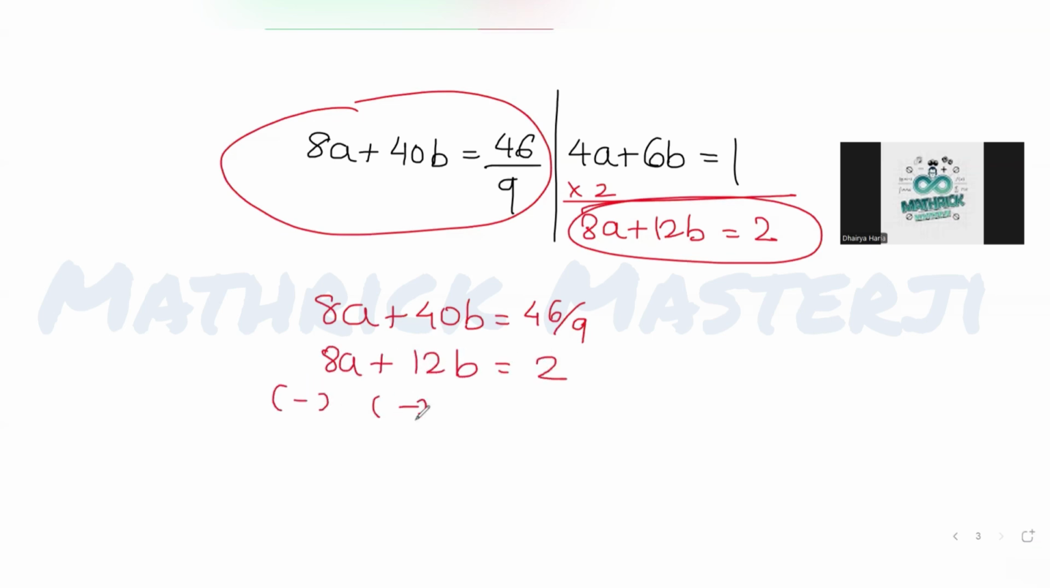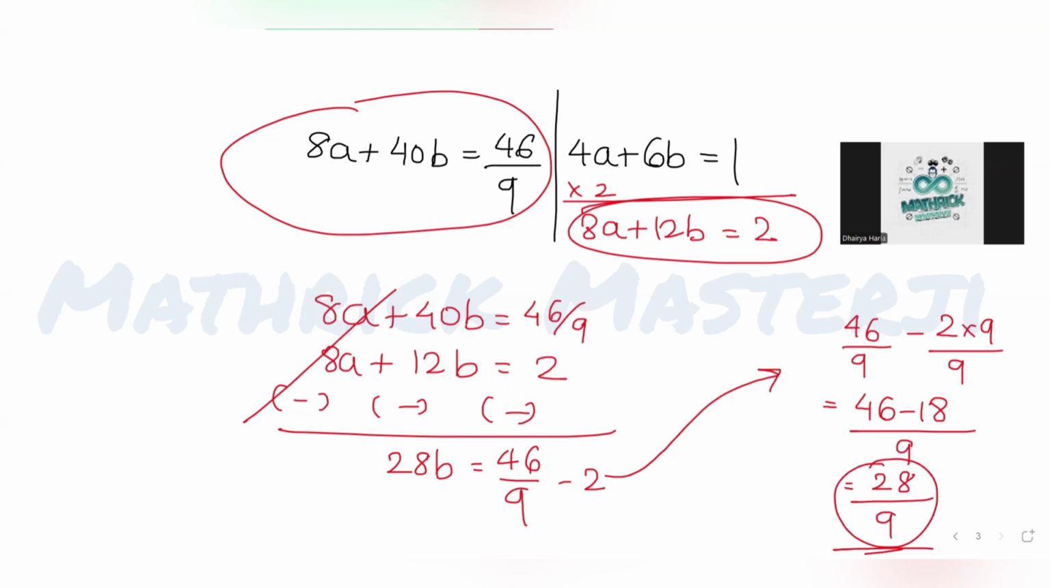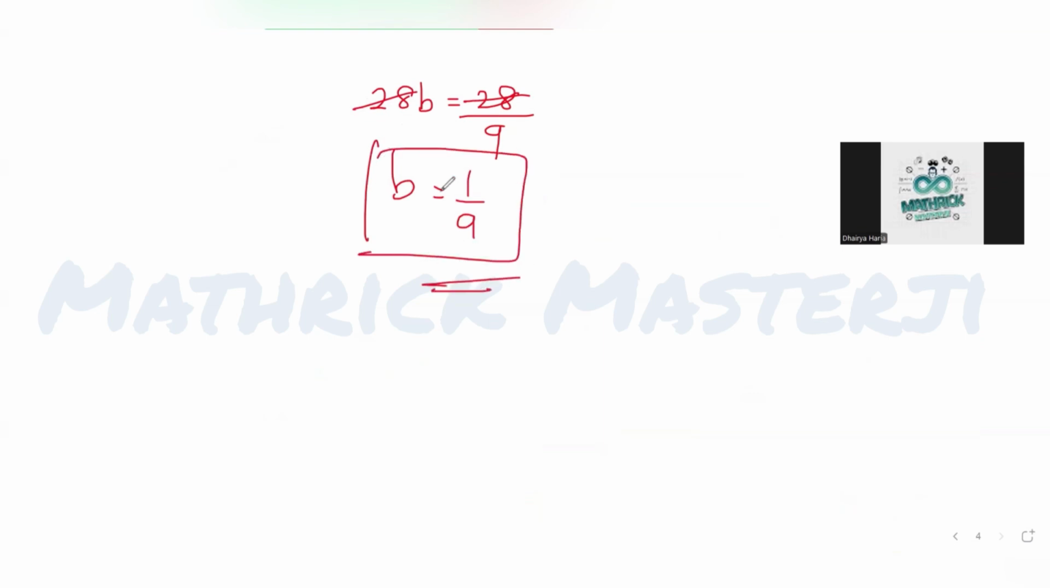If I subtract them, I get 28B equals 46 over 9 minus 2. Making the denominator the same, I get 46 minus 18 over 9, which is 28 over 9. So 28B is equal to 28 over 9. Cancelling 28 from both sides, B becomes 1 over 9. So I have B as 1 over 9.